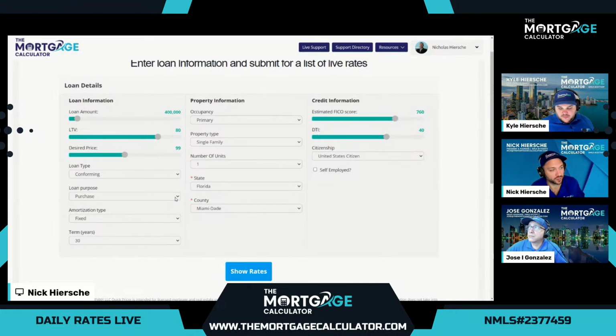We'll start with conforming conventional. We'll do purchase, 30-year fixed, standard loan, primary occupancy, single family home, 1 unit, state of Florida, county of Miami-Dade. And for all the demos, we use an estimated FICO score of 760 and an estimated debt to income ratio of 40%. So with these settings, as we do every day, let's check out the rates.